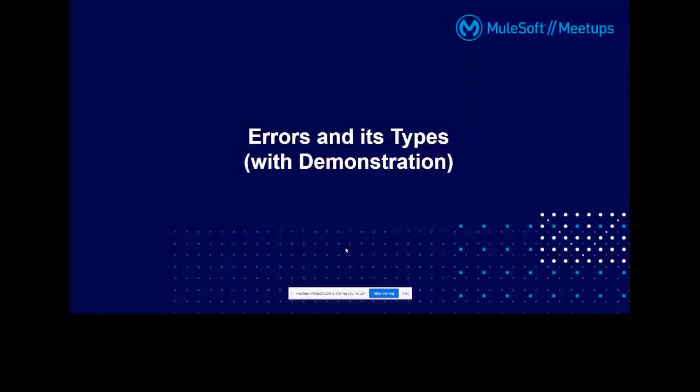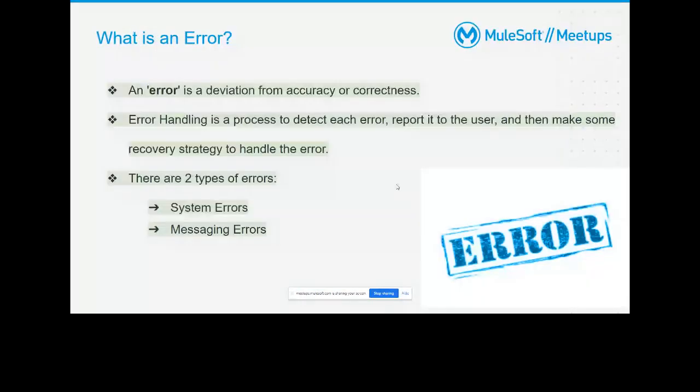First, we will be talking about different kinds of errors. With every topic, I will include a demonstration, because error handling is a very interesting topic of Mule. So we will continue the theoretical part as well as the practical part together. In Mule, not only in Mule, basically, first of all, we have to understand what is an error, right? An error is nothing but a deviation from accuracy or correctness. Be it an application, be it software, be it a basic flow. If you want an output and the output that you are getting does not match the expected output, it means there is an error, right?